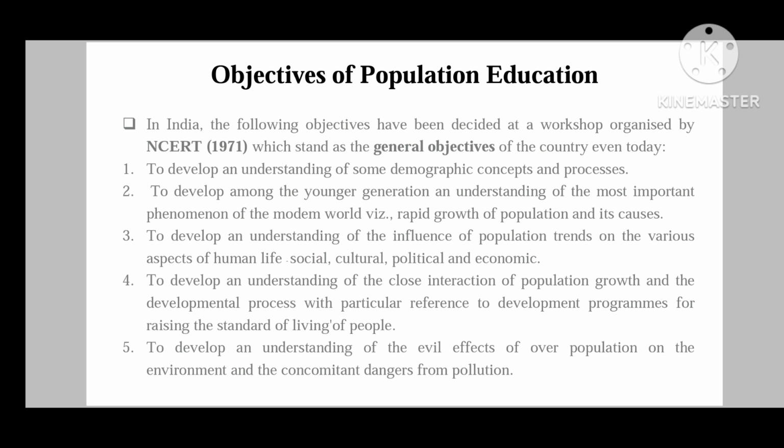In India, the following objectives have been decided at a workshop organized by NCERT in 1971, which stand as the general objectives of the country even today. Number one, to develop an understanding of some demographic concepts and processes. Number two, to develop among the younger generation an understanding of the most important phenomenon of the modern world, rapid growth of population and its causes.